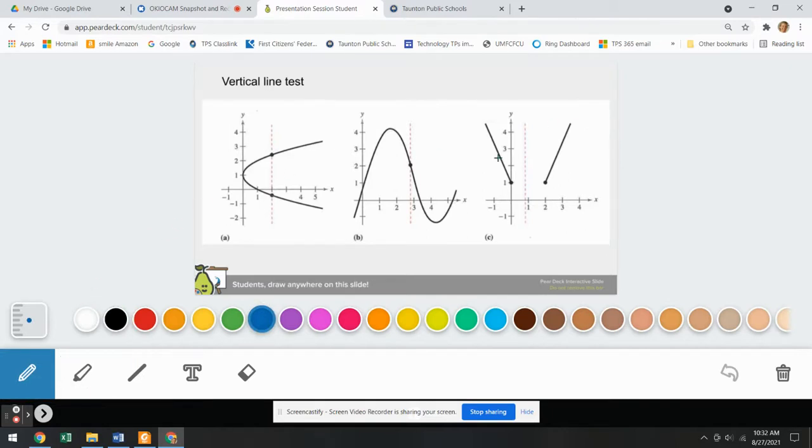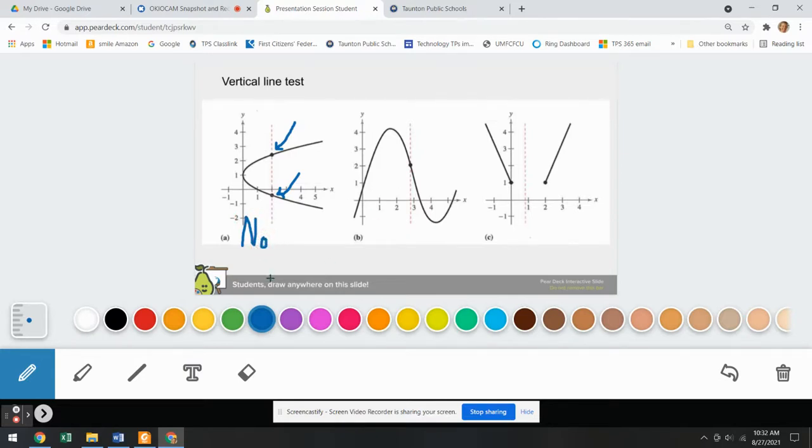So we have three graphs here. The first one you can see they have just one example of a dotted line, and you can see that here and at the point right below it, when that line is completely vertical, straight up and down, it goes through 2 points on that graph. So this one here cannot be a function, okay?